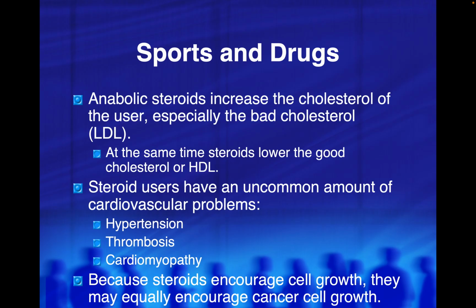Anabolic steroids increase the cholesterol of the user, especially the bad cholesterol, the LDL. People that take steroids die younger than they would if they didn't take steroids. Usually they die of heart problems, kidney problems, sometimes liver problems, because your liver is supposed to clear the LDL out of your system, or that's where the transfer of LDL and HDL takes place. At the same time, the steroids lower the good cholesterol, or the HDL. Steroid users have an uncommon amount of cardiovascular problems, hypertension, thrombosis, cardiomyopathy.